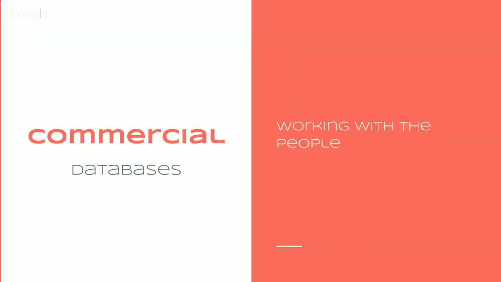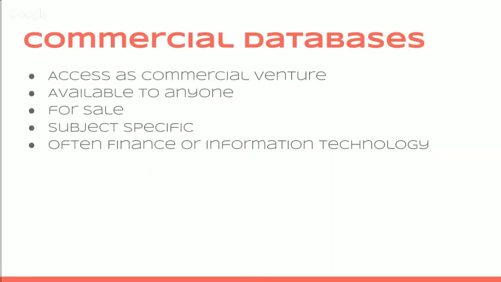And finally, there are commercial databases, which are working with the people. These are commercial ventures. You sell these databases. They're available to anyone for a price. Again, they are subject specific, so they're kind of like a personal database, but instead of being designed by the people who use them, they're designed by someone else and then sold. And you usually see them in something like finance or information technology. And these are the different types of databases that people use in modern business.